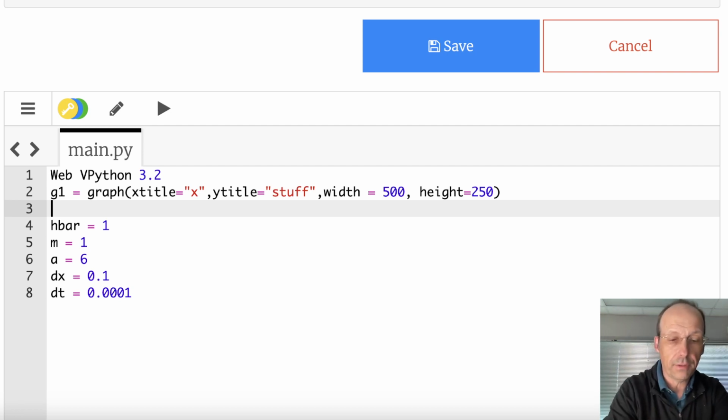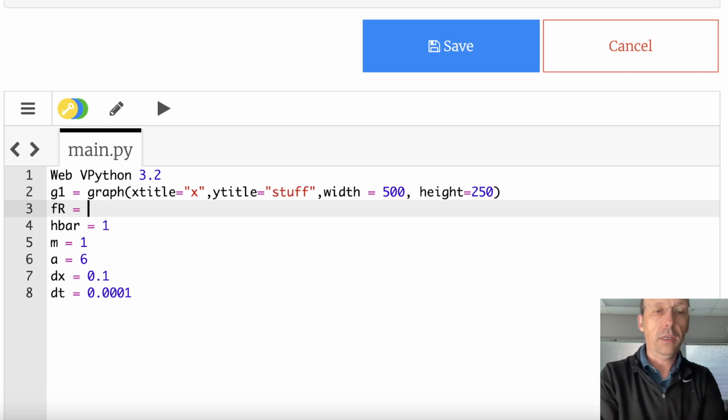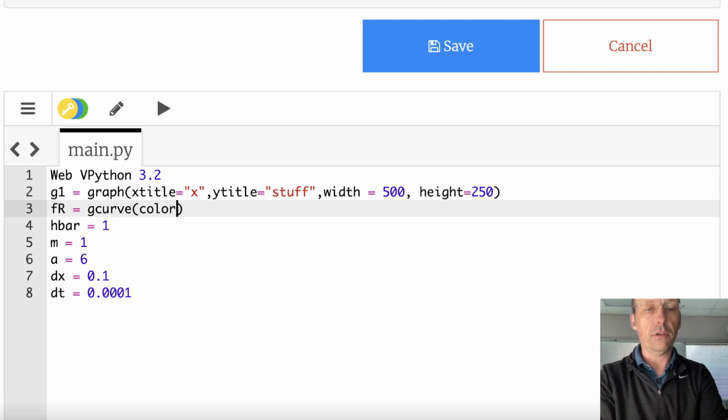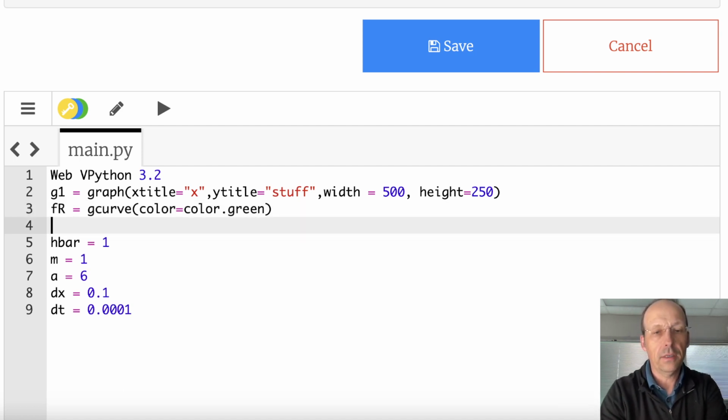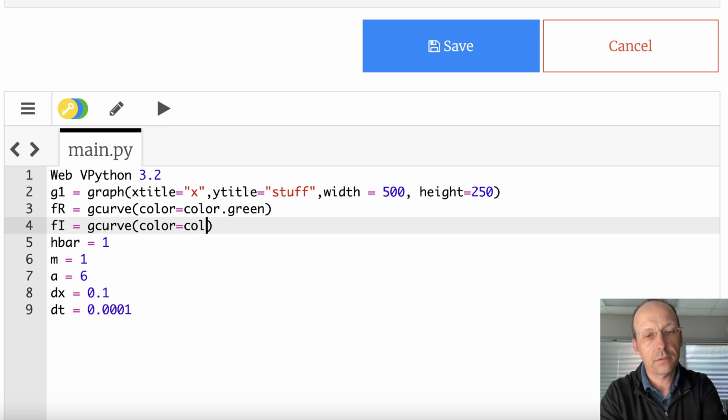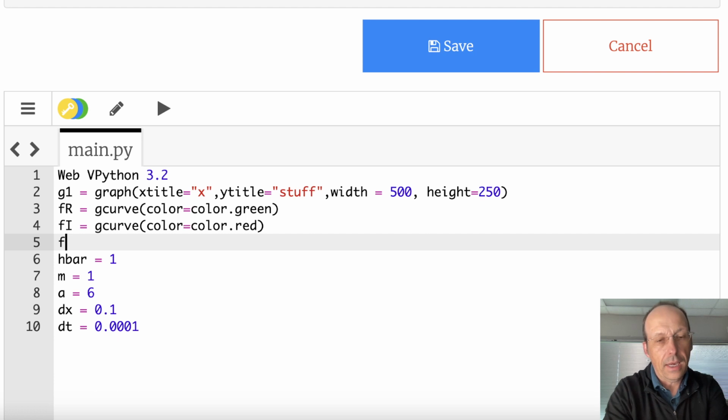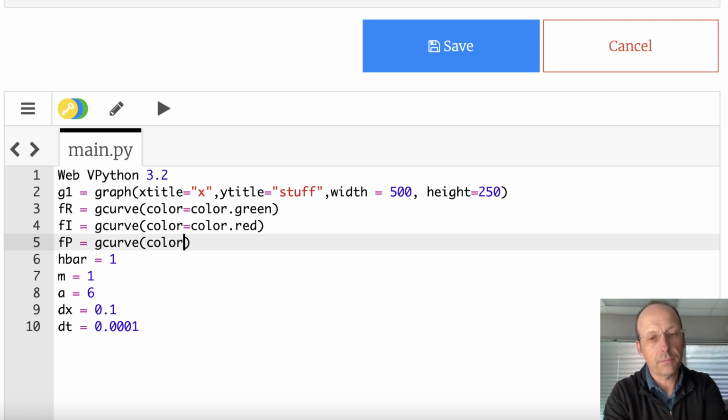Now, I want to plot the real function, the imaginary function, and the probability density. So I need 3 curves. F, R, G curve, color equals color dot, let's do this one as green. F, imaginary is going to be red. And I can put labels on these two, but I'm not going to. And then the probability density is going to be blue. And those are for graphing.